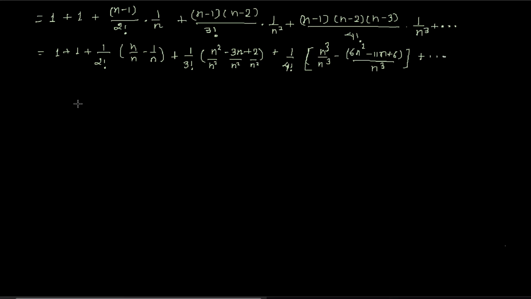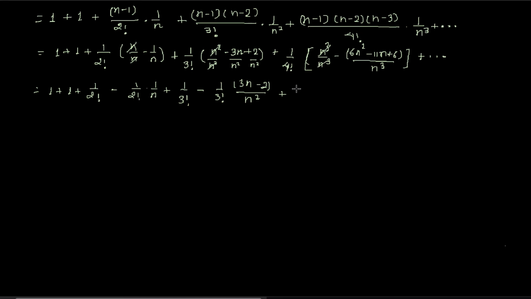Plus dot dot dot is equal to 1 plus 1 plus 1 over, now multiply 1 over 2 factorial into the small bracket. That is 1 over 2 factorial, this one and this one cancel, so 1 is left here, and 1 over 2 factorial minus 1 over 2 factorial into 1 over n. Plus the same thing we do here: n square and n square cancel, 1 over 3 factorial minus 1 over 3 factorial, and if we take minus common from here, 3n minus 2 over n square.